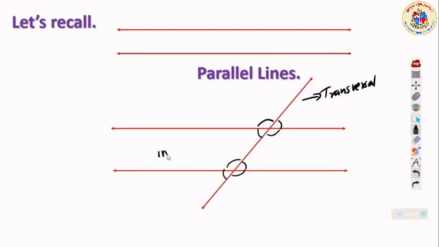This area is simply named as the interior of the parallel lines, and this area is named as the exterior of parallel lines. And the angles on either side of the transversal, meaning on opposite sides of it, we have named as alternate angles. Okay, that much you should remember before going ahead.